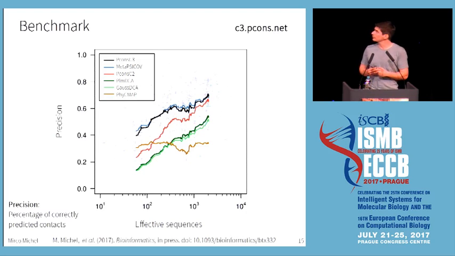And if we include this method in Pcons C3, which is our contact prediction method, we are able to predict more accurate contacts for small families. And as I've shown before, this is where you want to go. So you want to predict accurate contacts for small families, because most of the interesting PFAM families are actually small. We perform more or less the same as other state-of-the-art methods. And you can use this contact prediction method at c3.pcons.net.